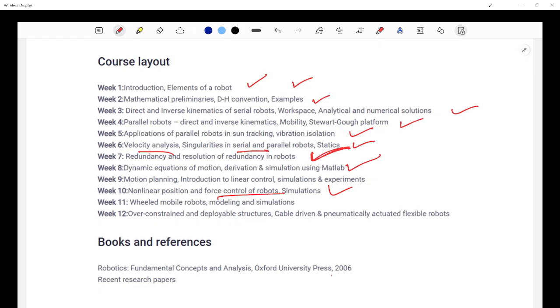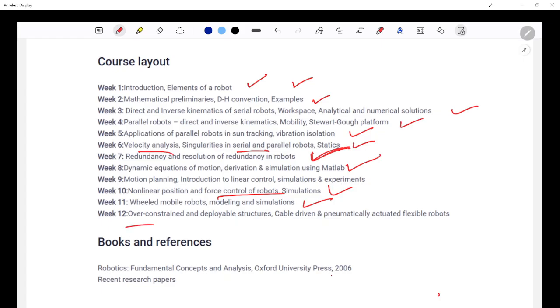Then in week 11, we moved to wheeled mobile robots. We were away from manipulators, and we thought we should also read about wheeled mobile robots. I think this was covered last time. There we saw how wheeled mobile robots are simulated on a flat terrain, how on an uneven terrain, how we even simulate uneven terrain, and what the kinematics and dynamics of WMRs on uneven terrain are.